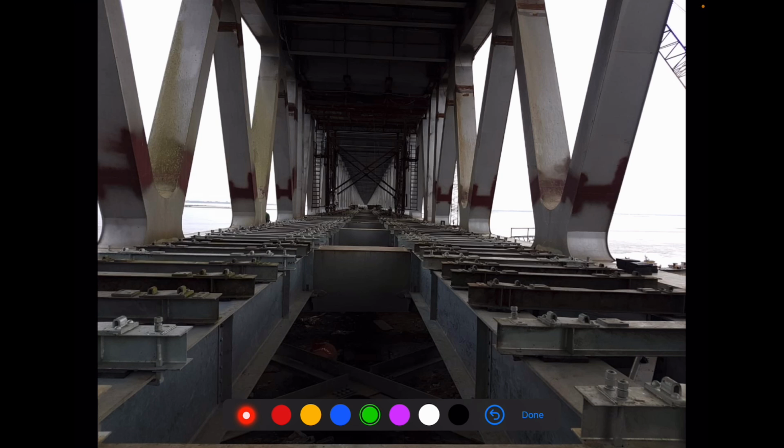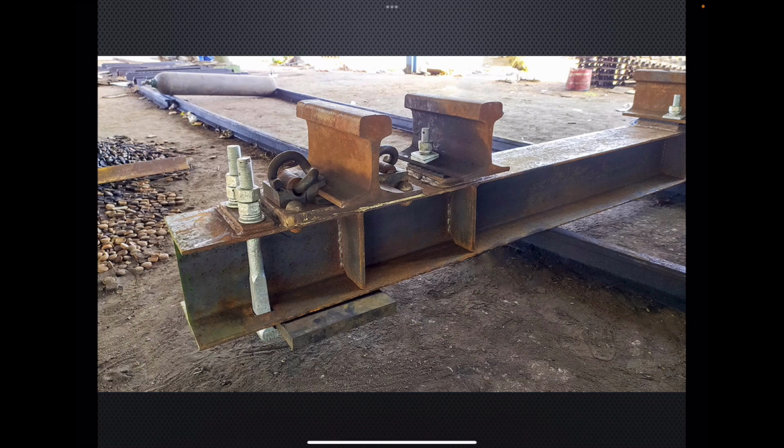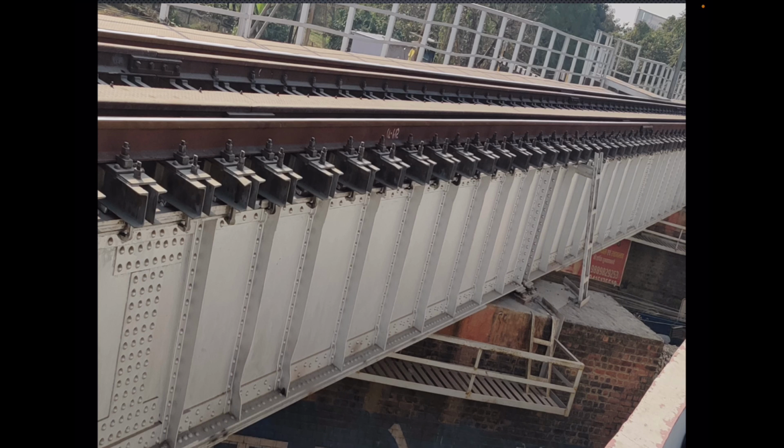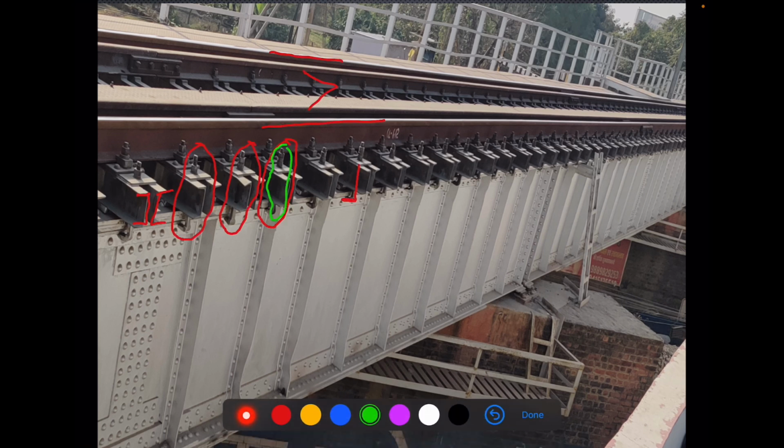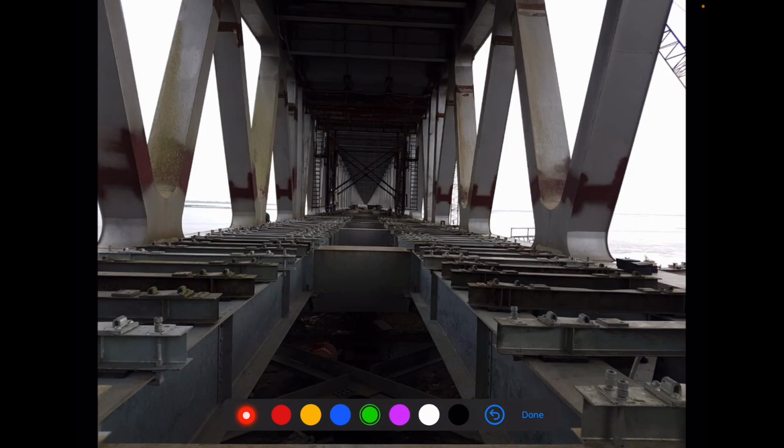So let's have a practical application of the H-beam sleeper. And yes, one thing is to be seen carefully: there is provision of two hook bolts in H-beam sleepers, whereas there was only one hook bolt in each sleeper in the case of channel sleepers. So in H-beam sleepers, we have provision of two hook bolts. See, two holes are there, so two hook bolts can be provided like this.